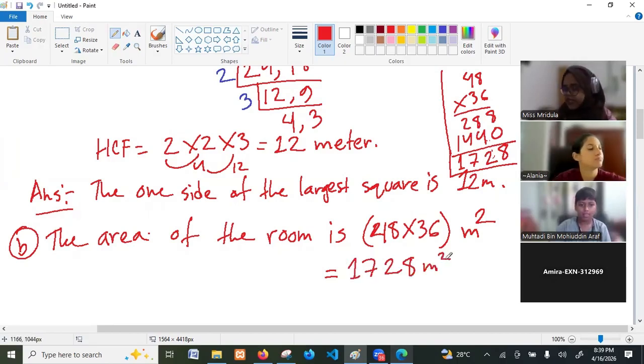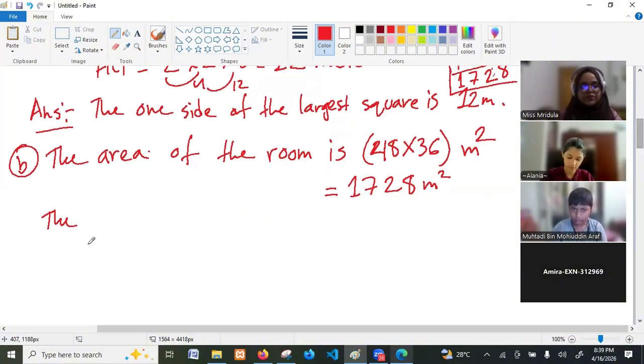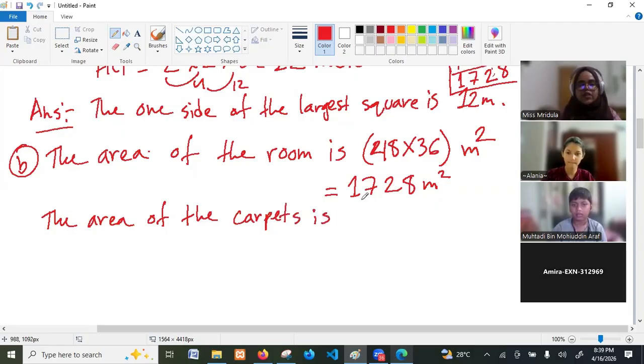Okay, so what did we get? We get the area of the room only. Okay, now what we need to do? We need to find out the area of the carpet as well. So we will write, let's go a bit down. The area of the carpets: the length of one side of the square was 12. We found that out in part A, right?